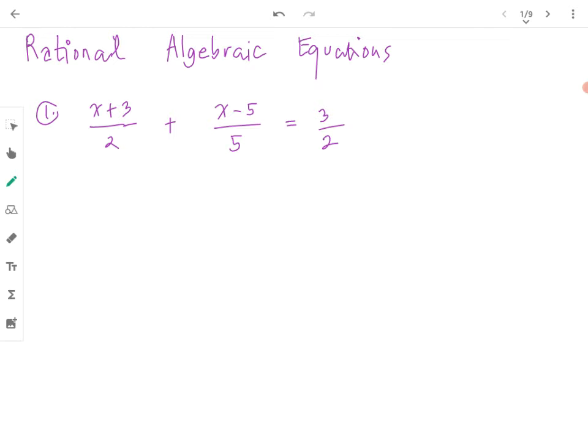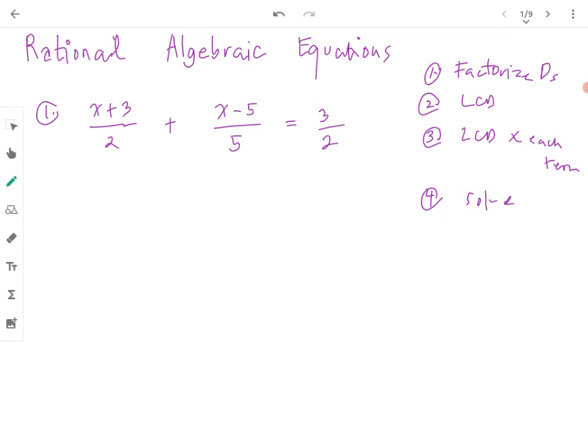So what do we do first when we have this kind of equation? Number one, we need to factorize, if possible. Let's try to factorize the denominators. The purpose of factorization is that we can find the LCD. Then after that, we multiply each term by the LCD. LCD times each term. Then we solve whatever resulting equation.